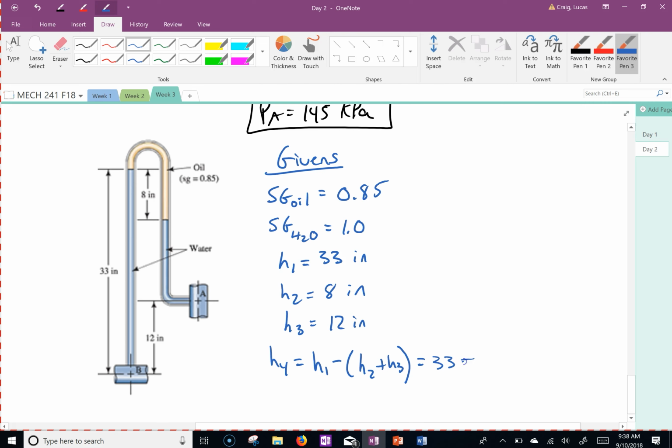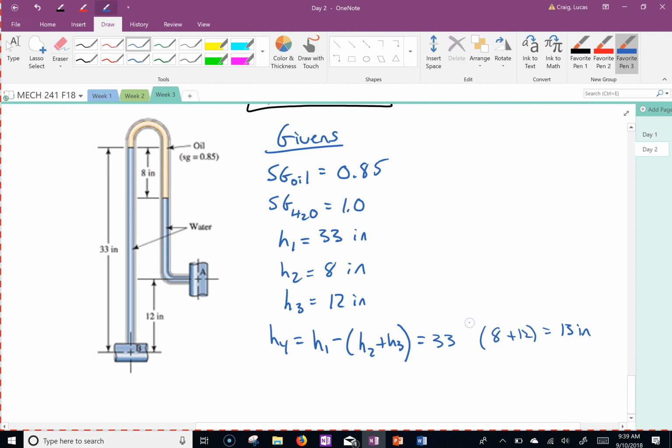33 minus 8 plus 12 equals 13 inches. So what is that one? I just made that up. Was there something we were missing? So this I called H1. What I call 8 inch, H2. So that is what I called H4. Yep. Density of water.